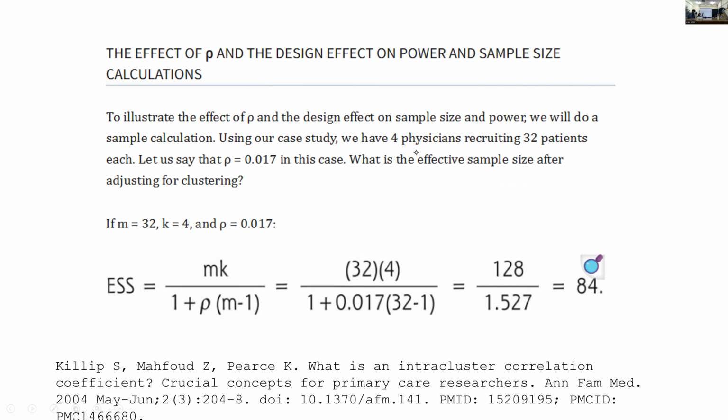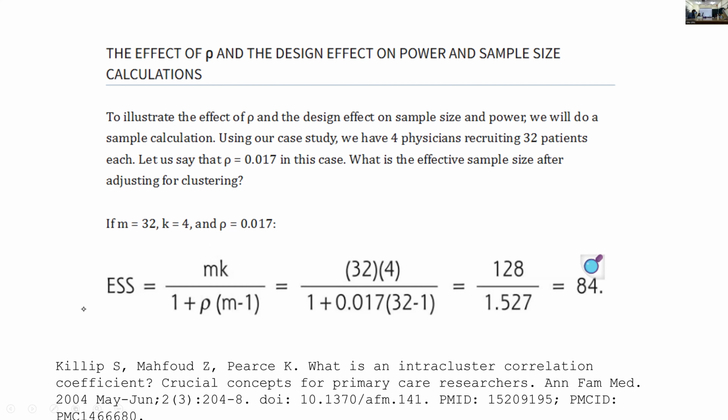So for example, you have 4 physicians, each of them looking at 32 patients. What is the overall sample size? 128. That is 4 into 32 patients. And this 32 means the number of patients in each cluster. K is the number of clusters and rho is your ICC, that is your intra-cluster correlation coefficient.